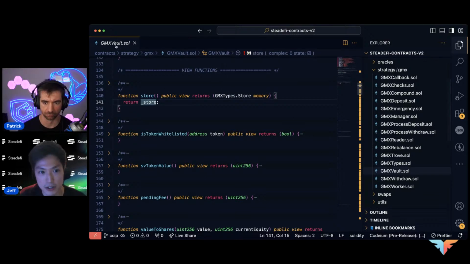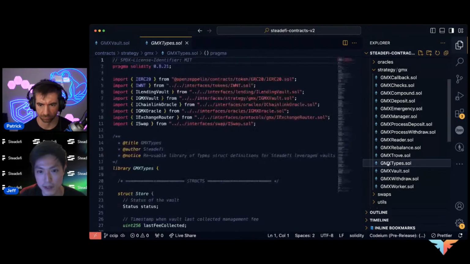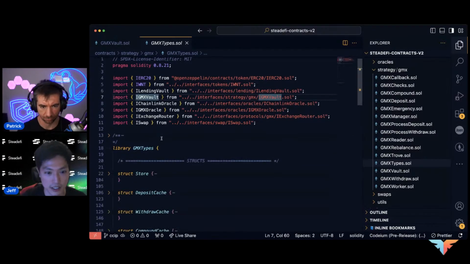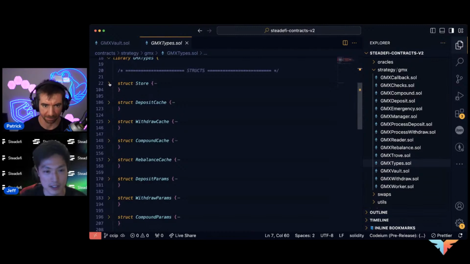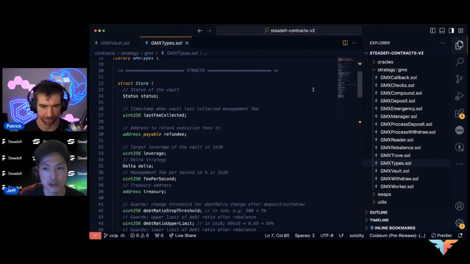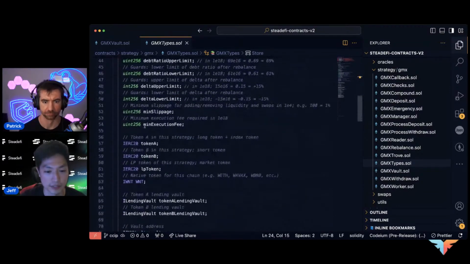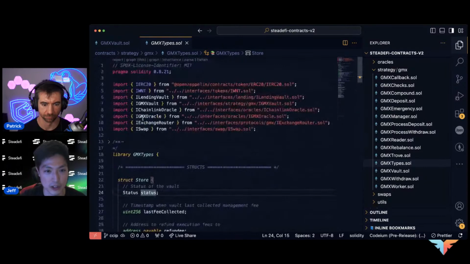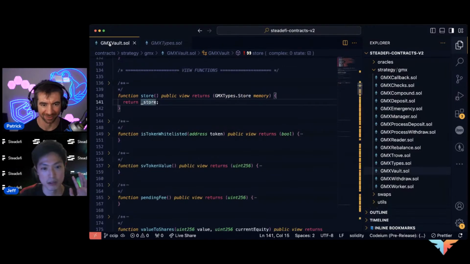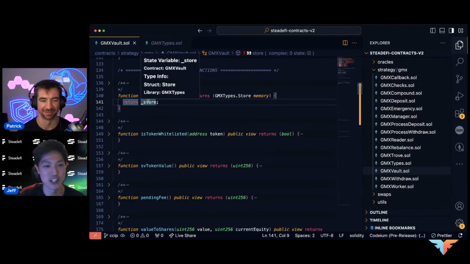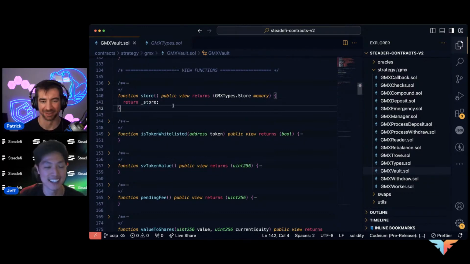And maybe here is a good time to just open up the GMX types file. Do the same thing, fold it again. So what does store mean? A store is this huge struct here that consists of all these variables that we throw in. Right, so this is all one struct, and we store everything in there. This function basically returns the store, so anyone can access the information within the store. That's a wonderful little Solidity workaround for Stack Too Deep right there.